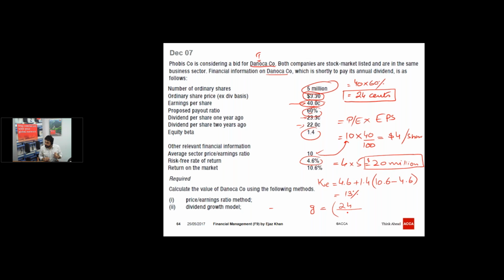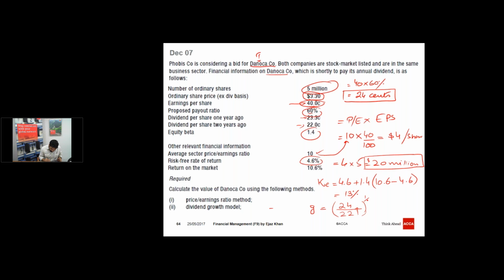And can anybody tell me the earliest dividend that the company has paid? The earliest one is 22 cents, 2 years ago. So the dividend has grown from 22 cents to 24 cents. In how many years? What's the time difference between these two dividends? Yes, 2 years.